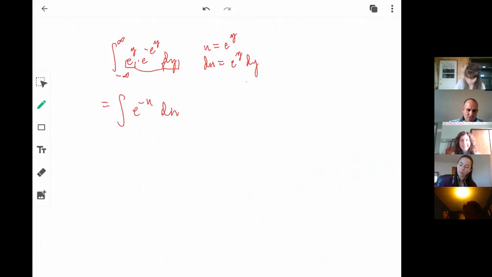And by the way, what's my new limits of integration? If y goes to minus infinity, what does e to the y go to?